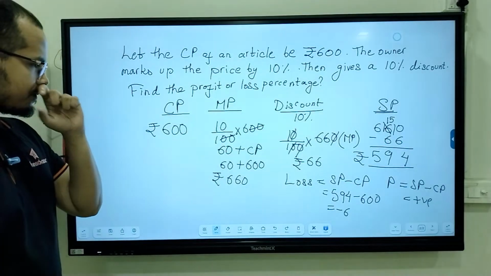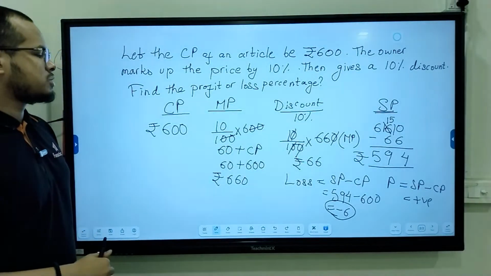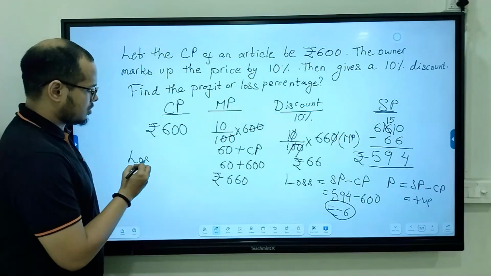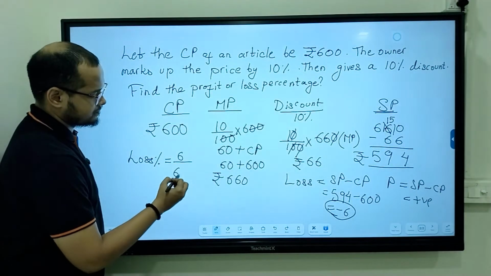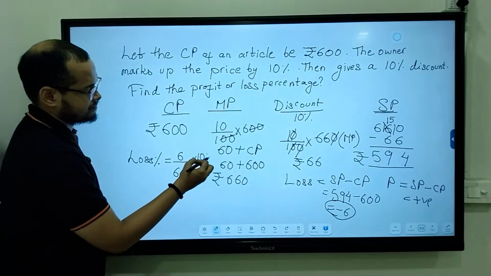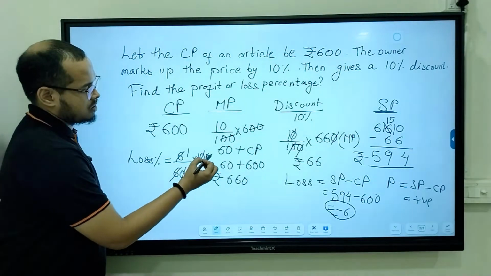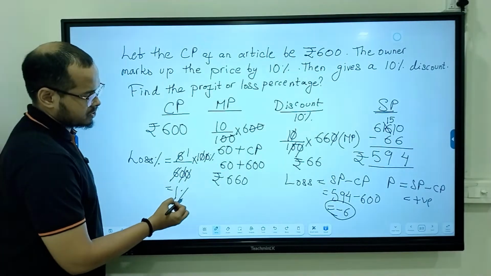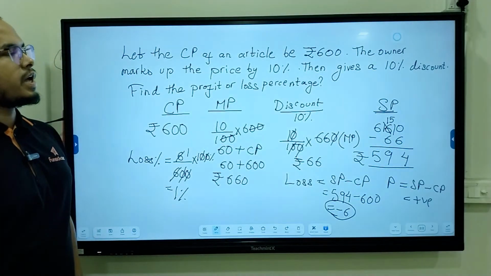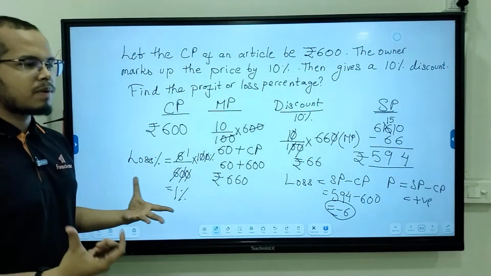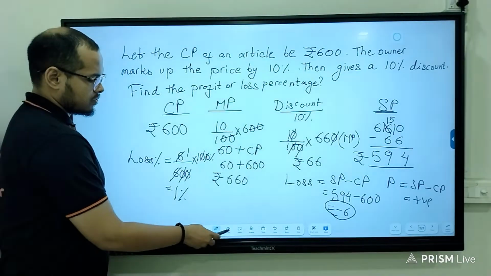Khatam. Okay. Now in this particular sum, let us find out the loss percentage. Loss percent is actually loss divided by CP into 100. So, the zeros cancel, and beautiful, he got a loss of 1%. Now, after this entire concept is learned by heart, this can be done in just one step. Let's see how.